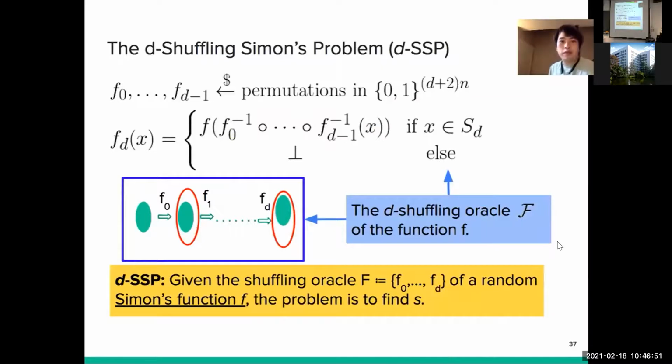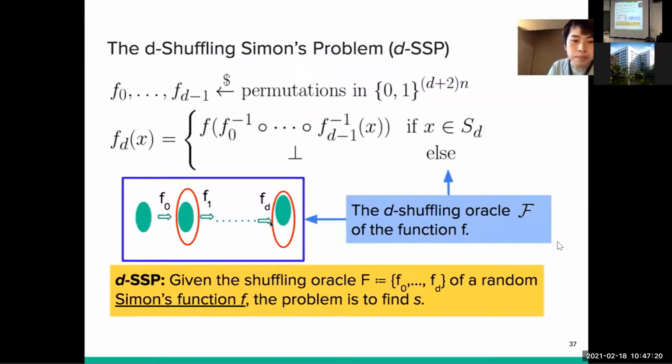We call this the D shuffling segments problem. The problem is that, given F, we use this construction. I call this construction the D shuffling oracle capital F of the function F. So you are given some segment function F, then you use a big random permutation to randomly shuffle the function, and then you will have some function fd to map everything back to F.